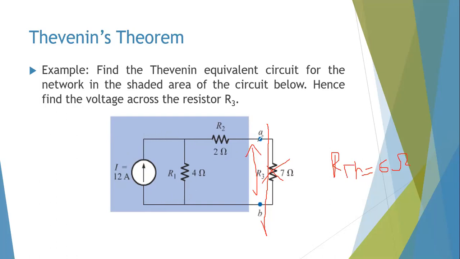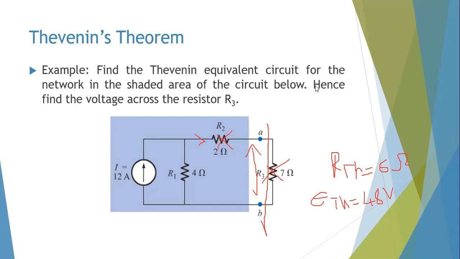It means what you measure across A and B is simply the drop here. This one has no current flowing through it, so it contributes nothing, as if it is not there. So ETH is simply 4 times 12, which is 48. You have to understand these fundamentals very well. So ETH will be 48 volts. Again, no current can flow in this path, because A and B are open circuit. So you get your ETH and your RTH, and then you just put it back.